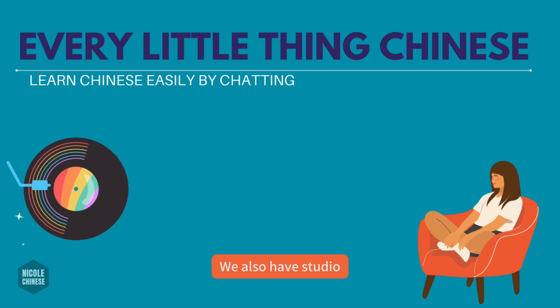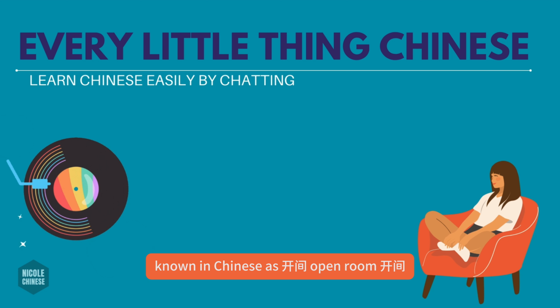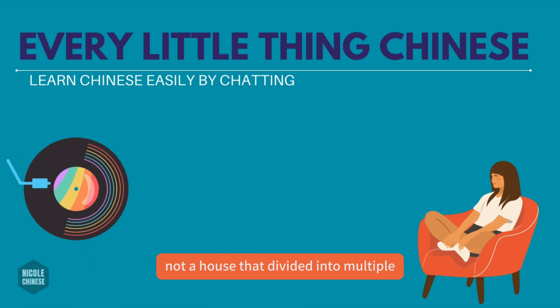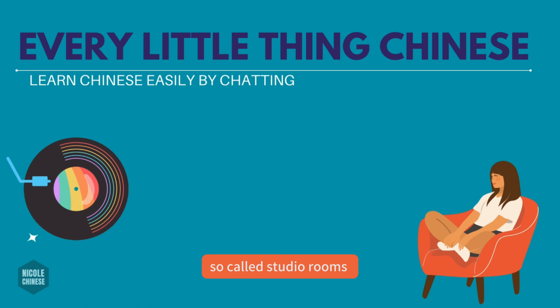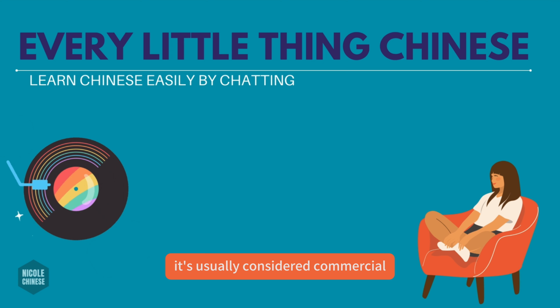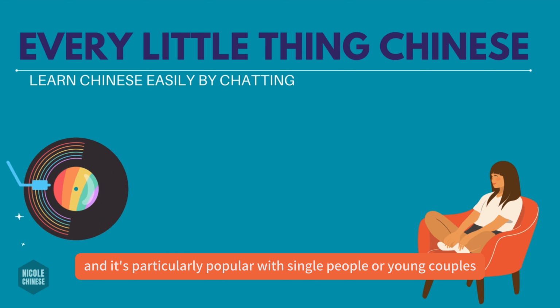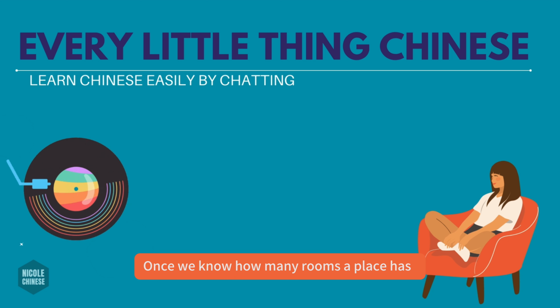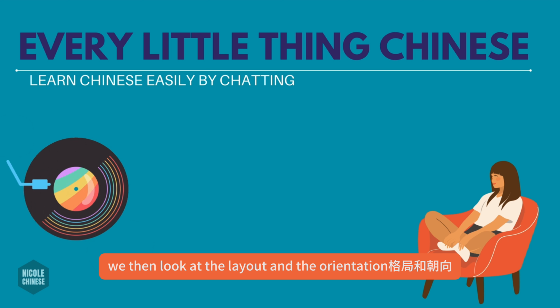We also have studio, known in Chinese as 开间 open room, 开间. Here I'm talking about the whole building is made up of these types of units, not a house that is divided into multiple so-called studio rooms. In China, these types of property aren't that common for residential use. It's usually considered commercial, and it's particularly popular with single people or young couples who want to rent somewhere close to the city center.